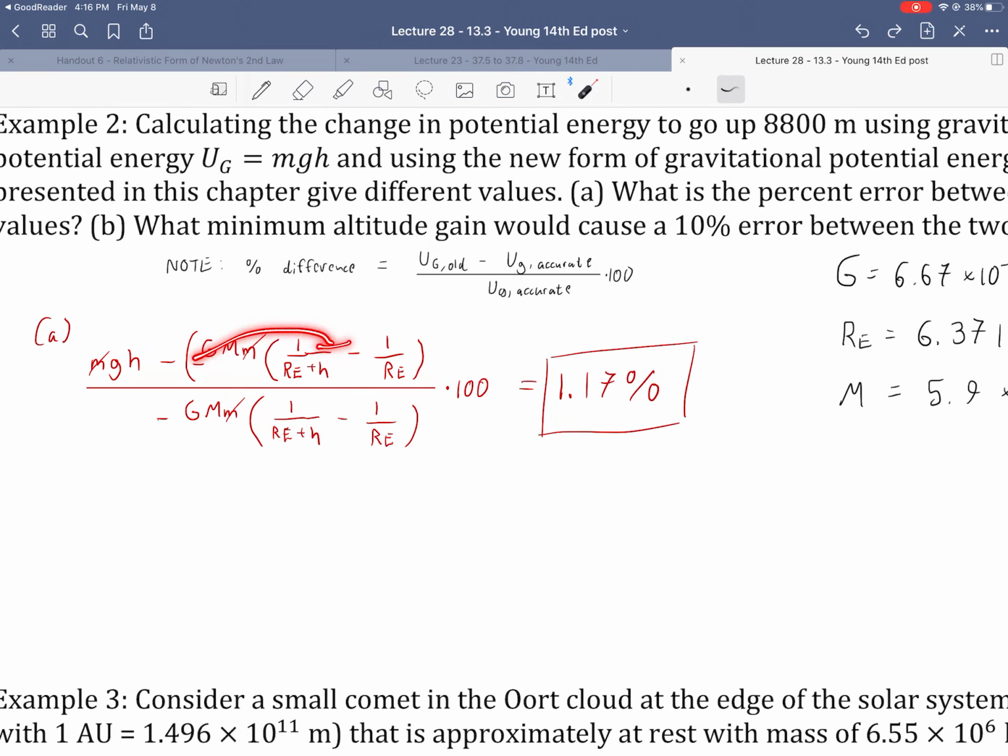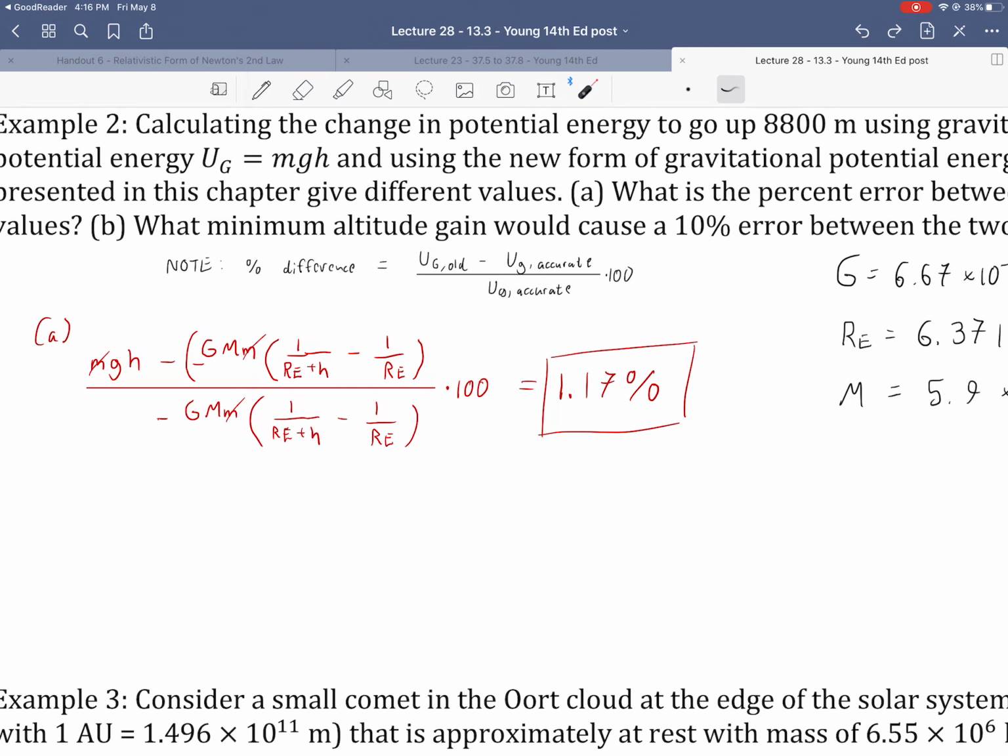But what a lot of people do is they'll distribute the negative in, and that means that the 1 over R_E will be the leading term. So don't be surprised if you see that negative distributed in. That really shows you that instead you're having U initial minus U final, which sure seems backwards, but it's fine, because we just distribute the negative. But anyway, this is just the same expression down in the denominator. Now, when we plug in the values, it ends up being 1.17%.